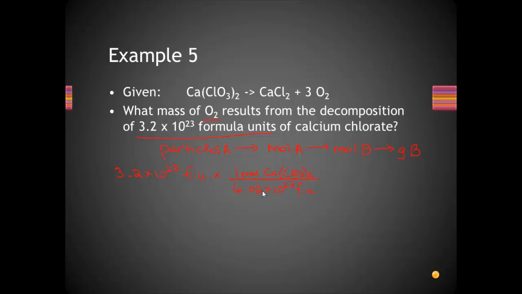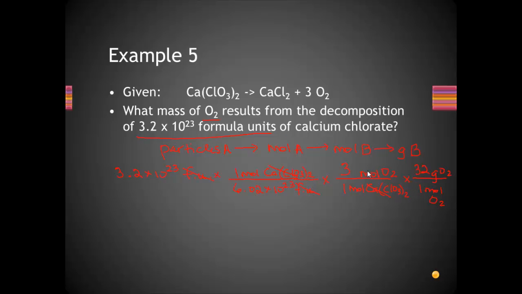That's this first step. My next step is to convert moles of calcium chlorate to moles of oxygen. So I'm going to put moles of calcium chlorate on the bottom so that it cancels. And I need moles of oxygen on top. You get the mole ratio from the balanced equation, and for this equation it is 3:1. Last step, we're going to go from moles of oxygen to grams of oxygen. I only need the periodic table. 1 mole of oxygen has a molar mass of 32 grams. So my moles cancel out, and then I need to do the math.